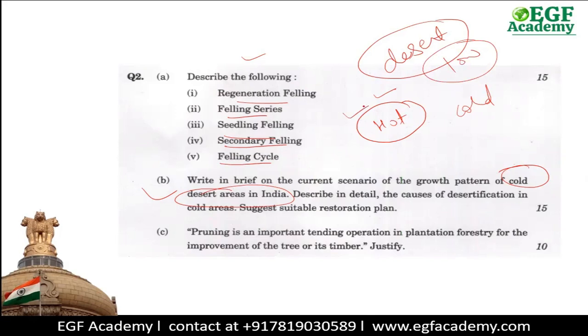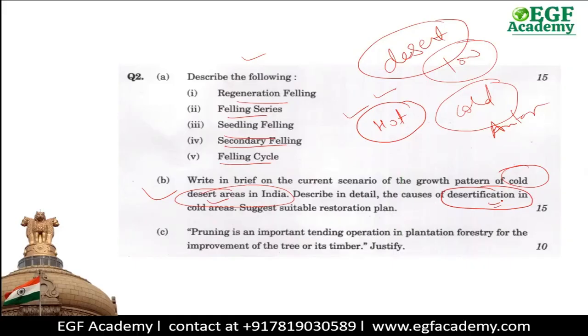So the deserts can be in the hot places or high temperature places as well as in the cold temperature places. For example, Arctic, Antarctic, these are cold deserts. So this question is about the cold deserts located in India. Desertification is a very important topic. What is the meaning of desertification? In deserts, there is some amount of production or productivity.